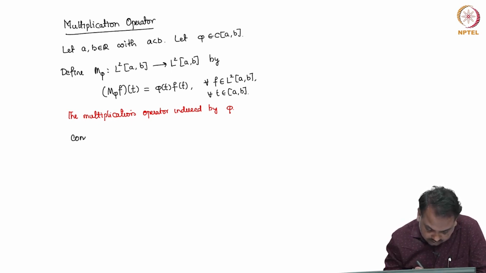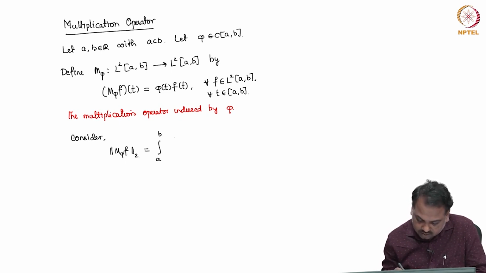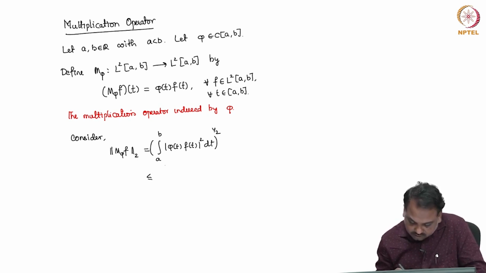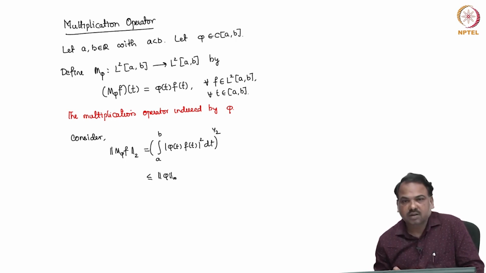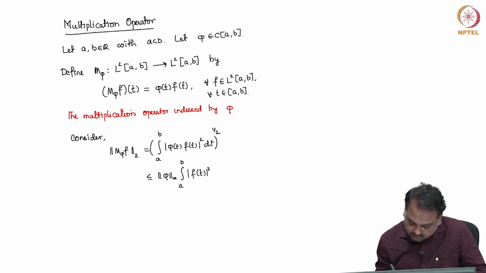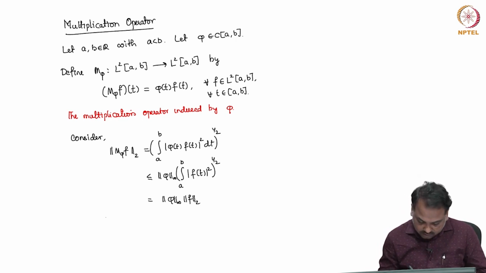So to find the norm, we consider the norm of m phi acting on f. This is in L2, an L2 function. So this is the L2 norm, which is nothing but the integral from a to b of mod phi of t f of t squared dt, whole power 1 by 2, by definition of the norm. Now this is less than or equal to the sup norm of phi, because mod phi of t is less than or equal to the sup norm of phi, times the integral from a to b of mod f of t squared, whole power 1 by 2. So this is the sup norm of phi multiplied by the L2 norm of f. This implies that the norm of m phi is less than or equal to the sup norm of phi.